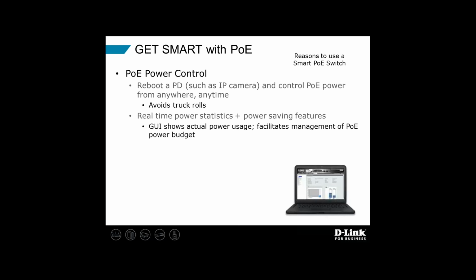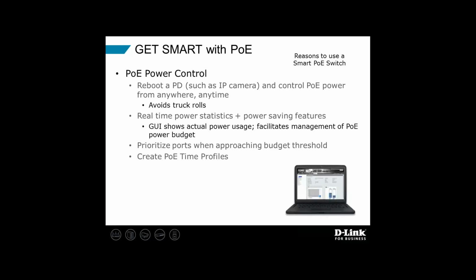The switch tells me how much power I am consuming, and it compares it with my budget, so it tells me how much power I still have remaining. I can prioritize ports in the event that I'm getting close to my budget. I can specify certain ports as top priority, so if I exceed my power budget, those will not be shut off. Those will continue to receive PoE power.